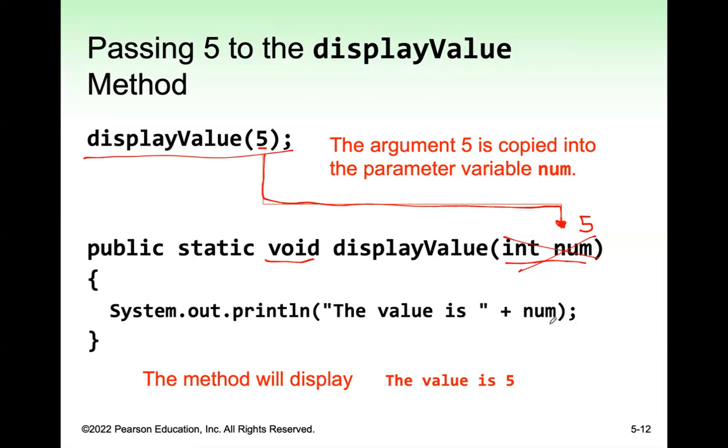But remember that instead of num, what do we have now? We have 5. So what's going to be printed? The value is 5. But it works with any integer. So this method will work with any integer possible. So if you want to send, for example, instead of 5, 10 or 100, it doesn't really matter, any integer. It's going to display that same integer that you're passing into it right here instead of num.